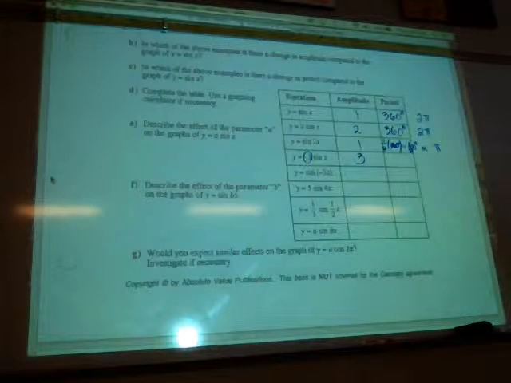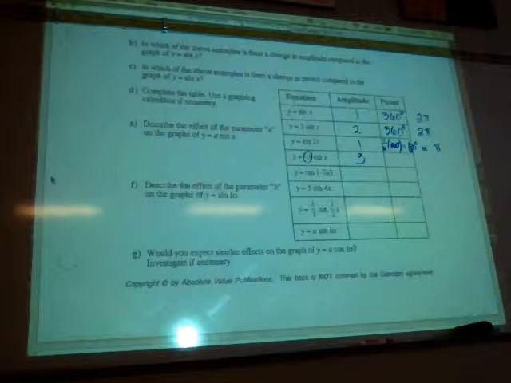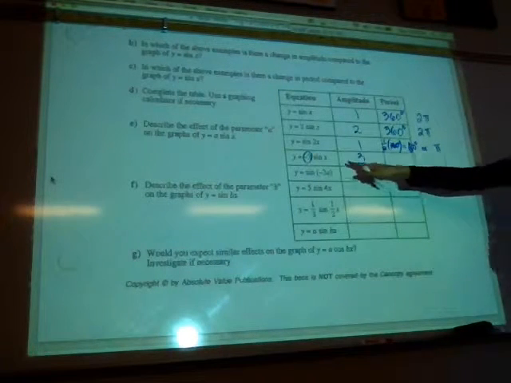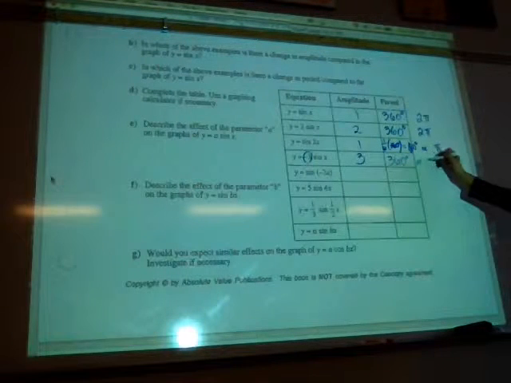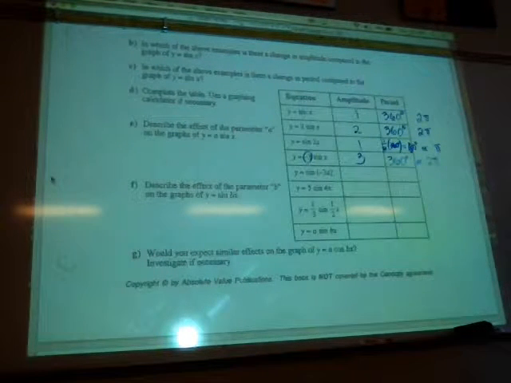And if you take a look at the graph, if I reflected this, is it going to change the max and the min? No. So the amplitude will stay the same. Okay, and there's no horizontal stretch, so the period will stay exactly the same. 360 or 2 pi.